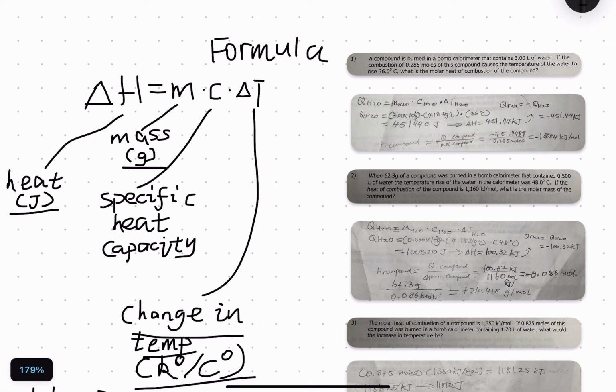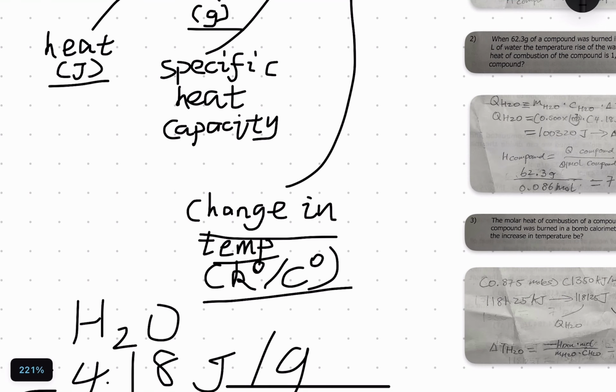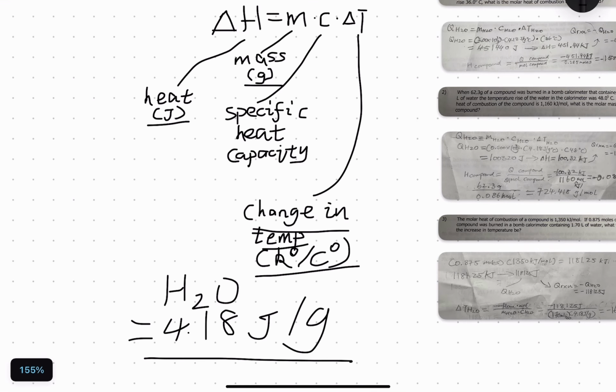Today I'll be talking about calorimetry. Before we start off, we need to know what the formula is, which is delta H equals M multiplied by C multiplied by delta T. Delta H stands for the heat in joules, M stands for the mass in grams, C stands for the specific heat capacity, and delta T, lastly, is the change in temperature in Celsius. Also, the constant value for H2O is 4.18 joules per gram.